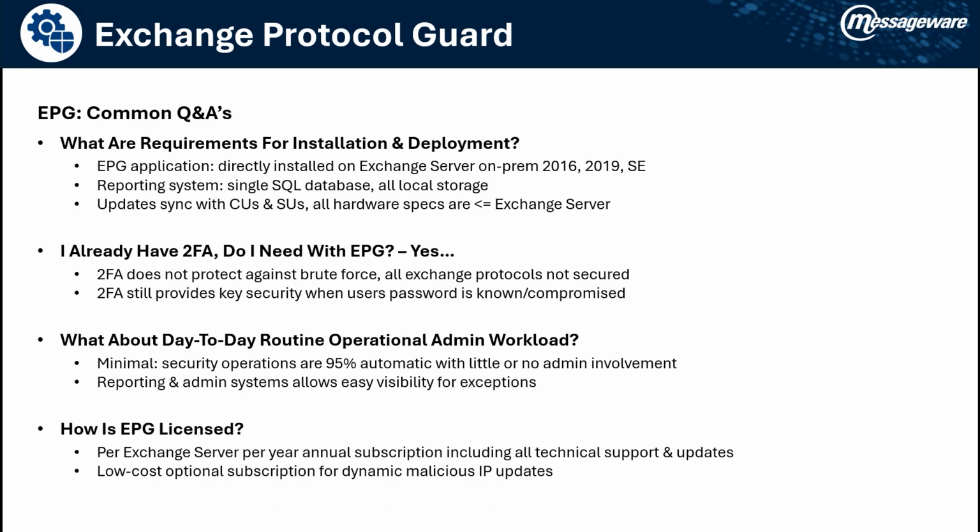Here are some common questions and answers we get. What are the basic requirements for installation and deployment? As mentioned earlier, Exchange Protocol Guard installs directly on your Exchange server, so no separate application server is required. The reporting system does require a SQL database access to store all authentication data, but no additional components are needed beyond that. Updates coincide with Microsoft's Exchange update schedule, including CUs and SUs, and the hardware requirements are the same or less than those needed to run Exchange server itself, so no infrastructure changes are required.